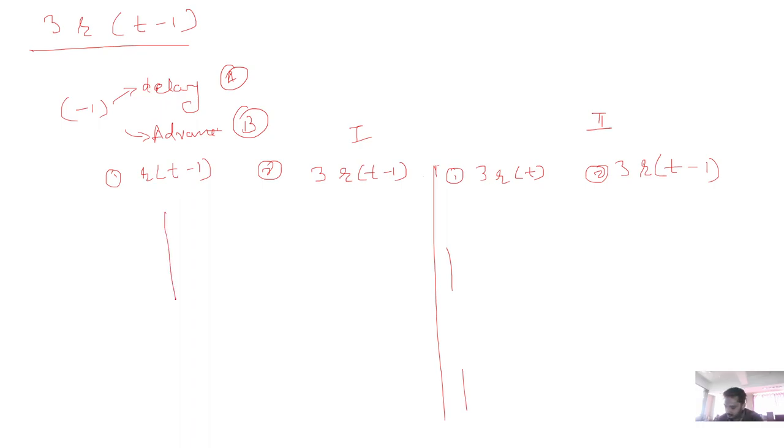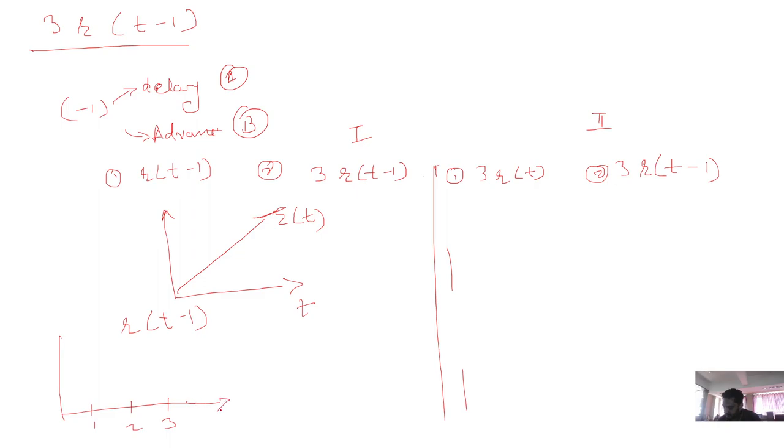Okay, let me draw r of t first. Okay, so this is t and this is r of t. Okay. So what will be the r of t minus 1? Yes, it will start with minus 1 or plus 1. Plus one. Right. So it will start with this.